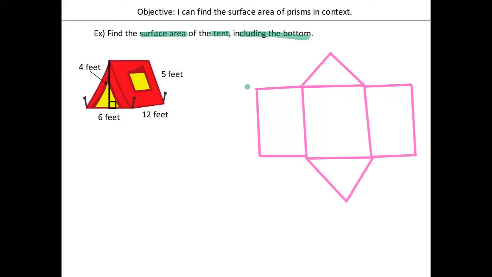Okay, once we have the net, then we need to figure out all of the dimensions that we have in our tent. So looking at the tent, I can see that this side right here is a 6. That's my base. So I know that this side from here to here is going to be 6. So I'm going to put my 6 right there, which is going to equal this side over here is also going to be 6, right? And then I also see that the triangle has a height of 4 feet. So I'm going to draw my height right here. I'm going to put my 4 over here on the outside. My height is 4.